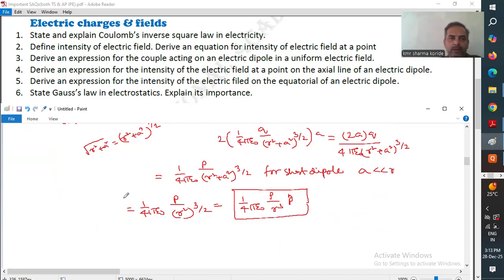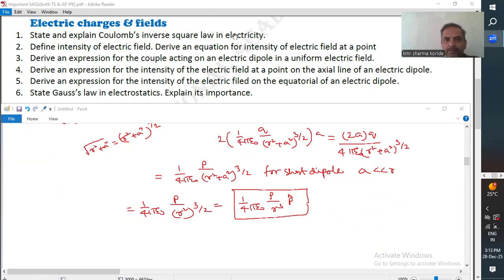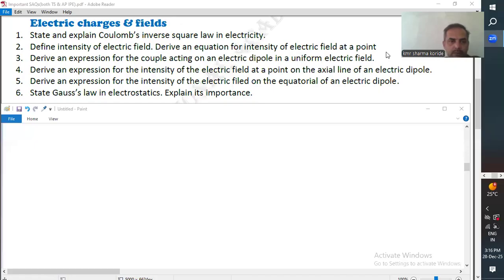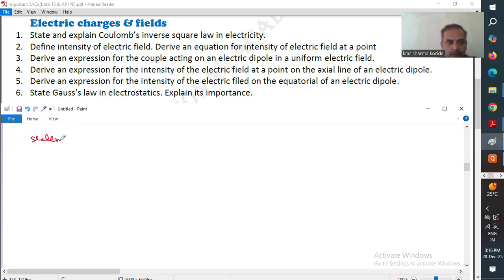Let us continue with the next question. State Gauss law in electrostatics. Explain its importance. Let us continue with the answer. The statement we need to write first. The total electric flux, represented as phi, through any closed surface is equal to, because this is a mathematical part, using the mathematical part you can write the statement: 1 by epsilon naught times the net charge enclosed. Otherwise, you can write this as epsilon naught phi equals Q.